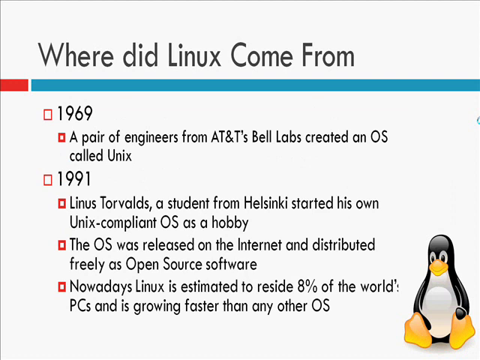The first operating system came in 1969 when a number of engineers from AT&T's Bell Labs created an operating system called Unix. In 1991, Linus Torvalds started his own Unix-compliant operating system, which then was released on the internet and distributed freely as open source software. The project was taken up by a community of geeks, hackers, and astute entrepreneurs, and now we have a range of Linux distributions, which are very popular for servers and lately are becoming very popular in desktop computers as well.